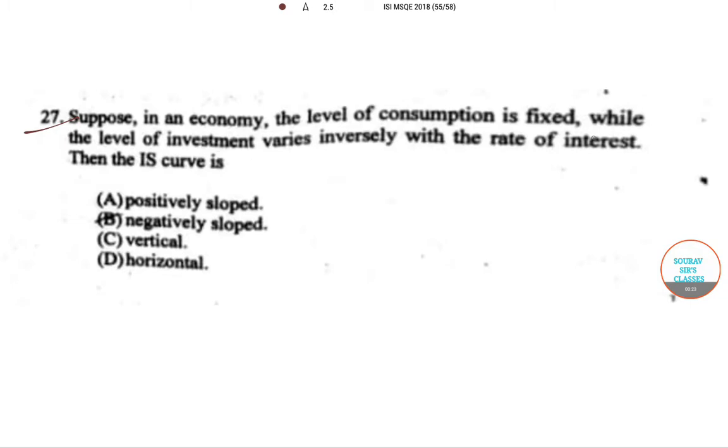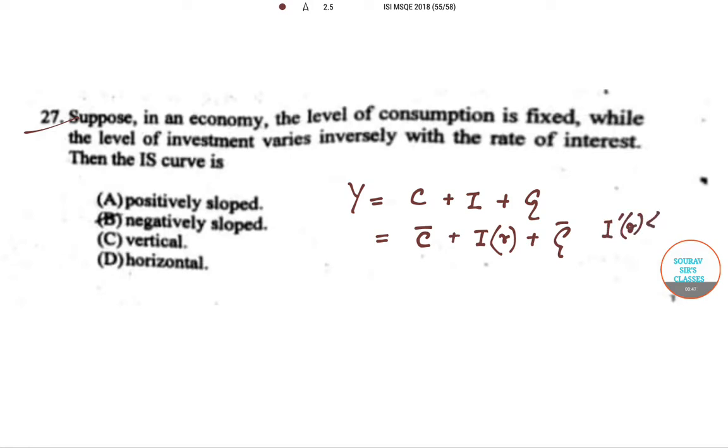of interest. So we know that Y is equal to C plus I plus G. So C is fixed, so let that be C bar. This is the autonomous consumption in the economy. Plus I as a function of R plus G bar. I dash R is said to be less than 0.